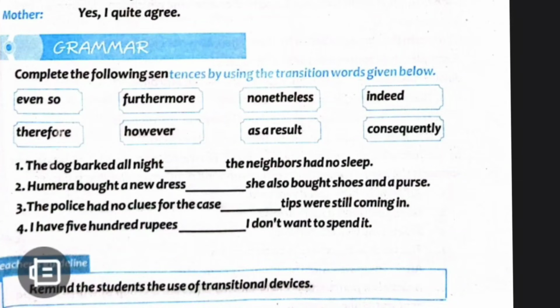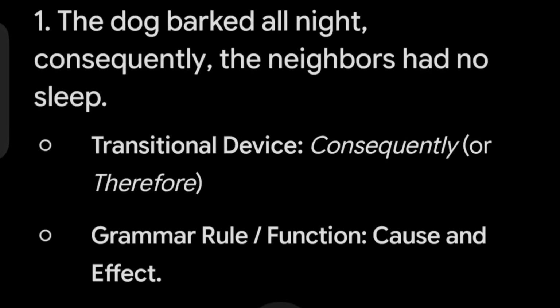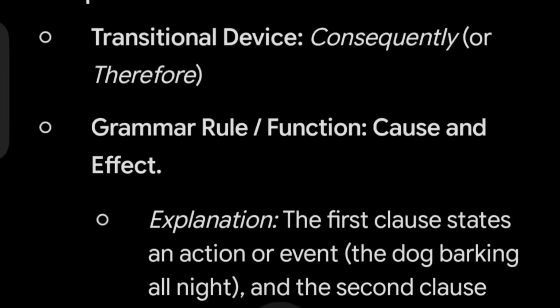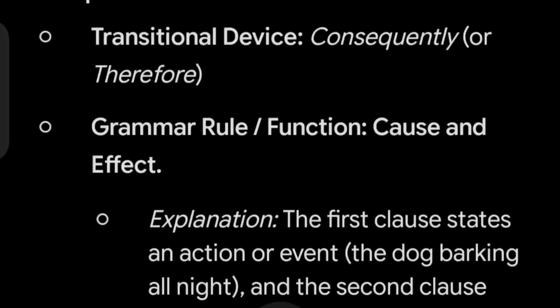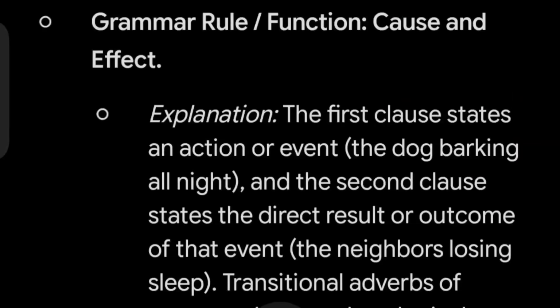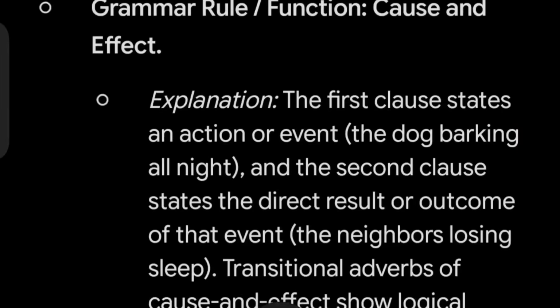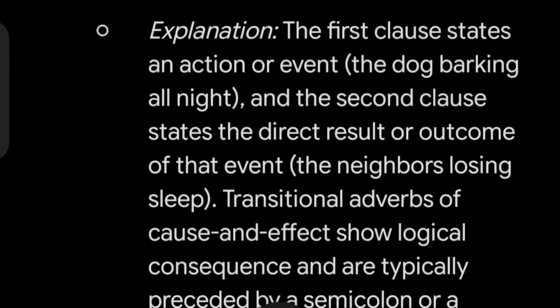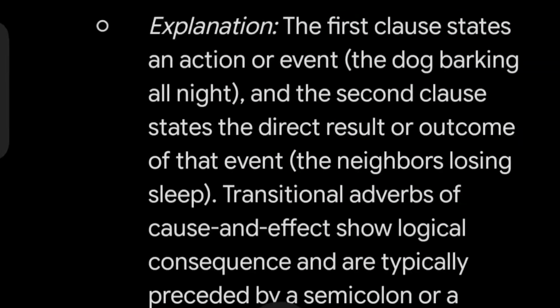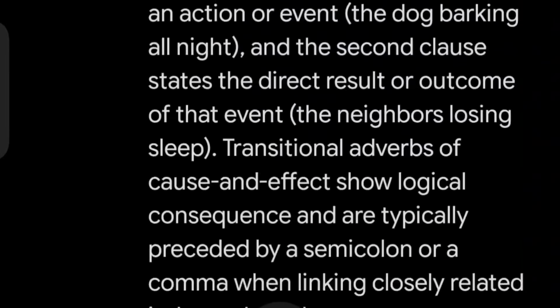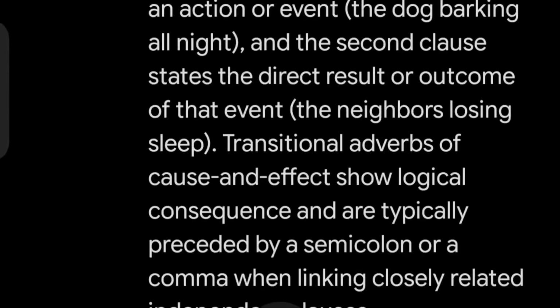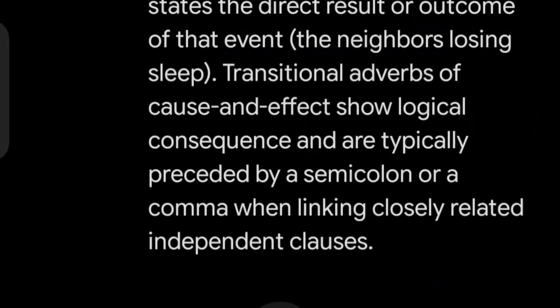Here are the completed sentences with appropriate transitional devices, along with an explanation of the grammar rule and logical function behind each choice. 1. The dog barked all night, consequently, the neighbors had no sleep. Transitional device: consequently, or therefore. Grammar rule/function: cause and effect. Explanation: The first clause states an action or event, the dog barking all night, and the second clause states the direct result or outcome of that event, the neighbors losing sleep.